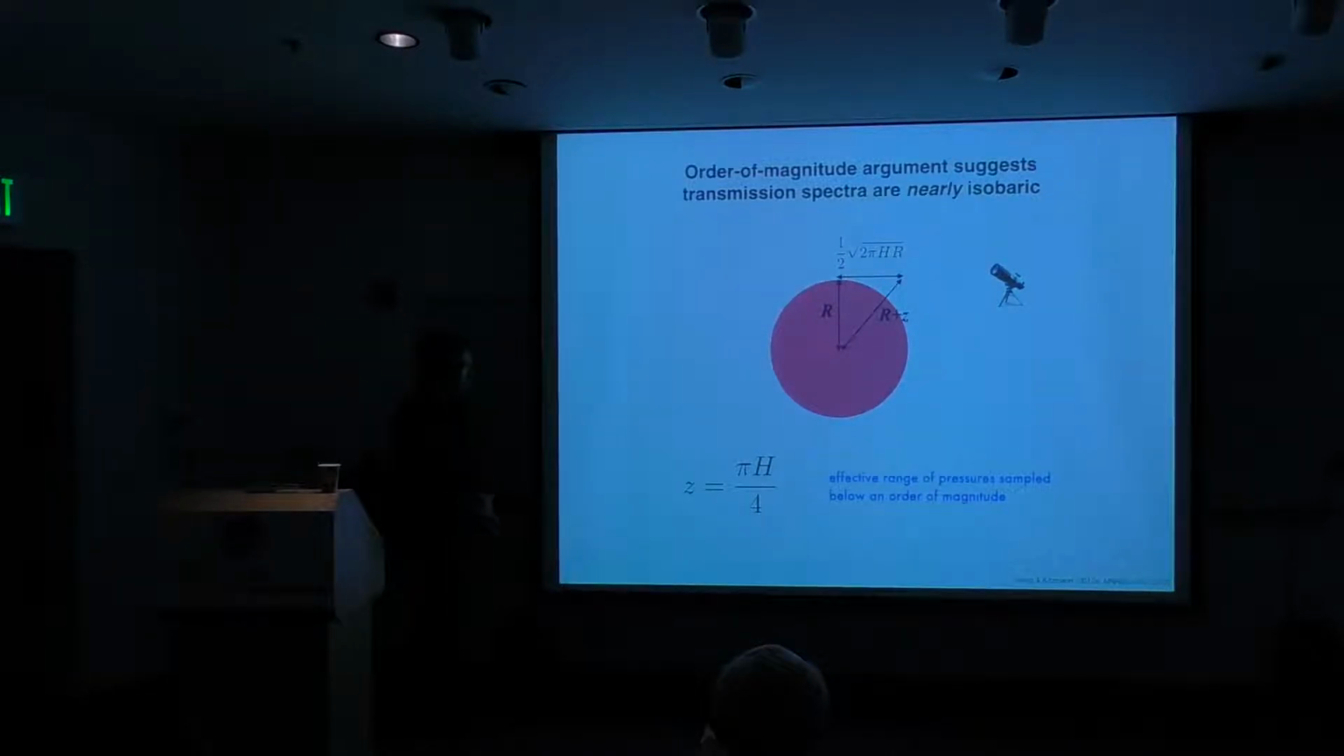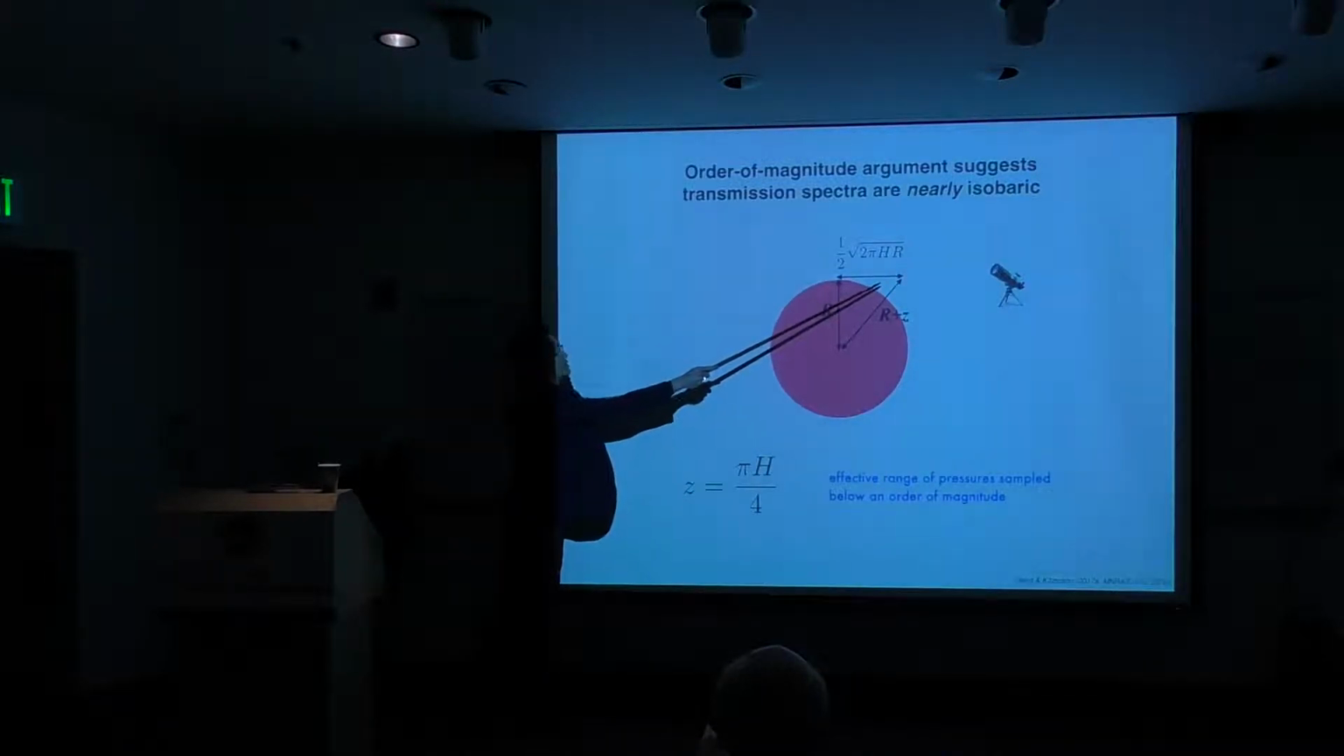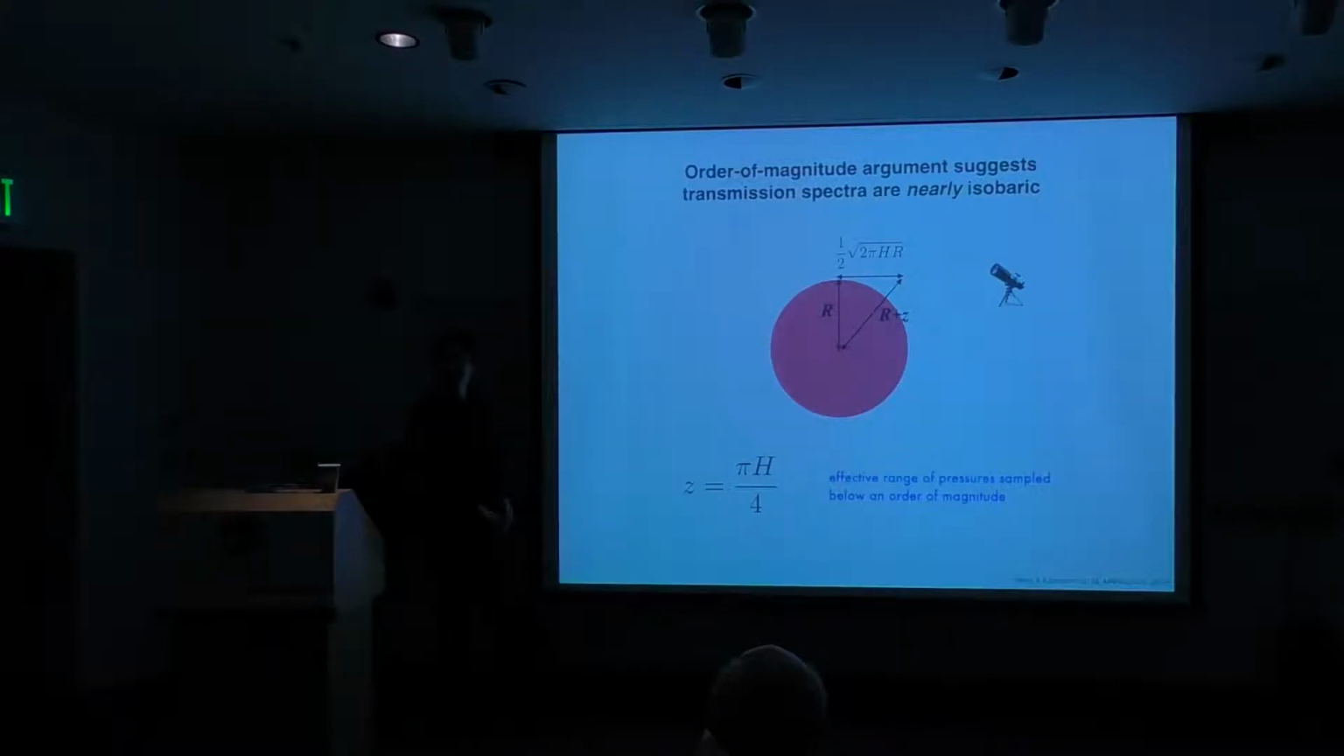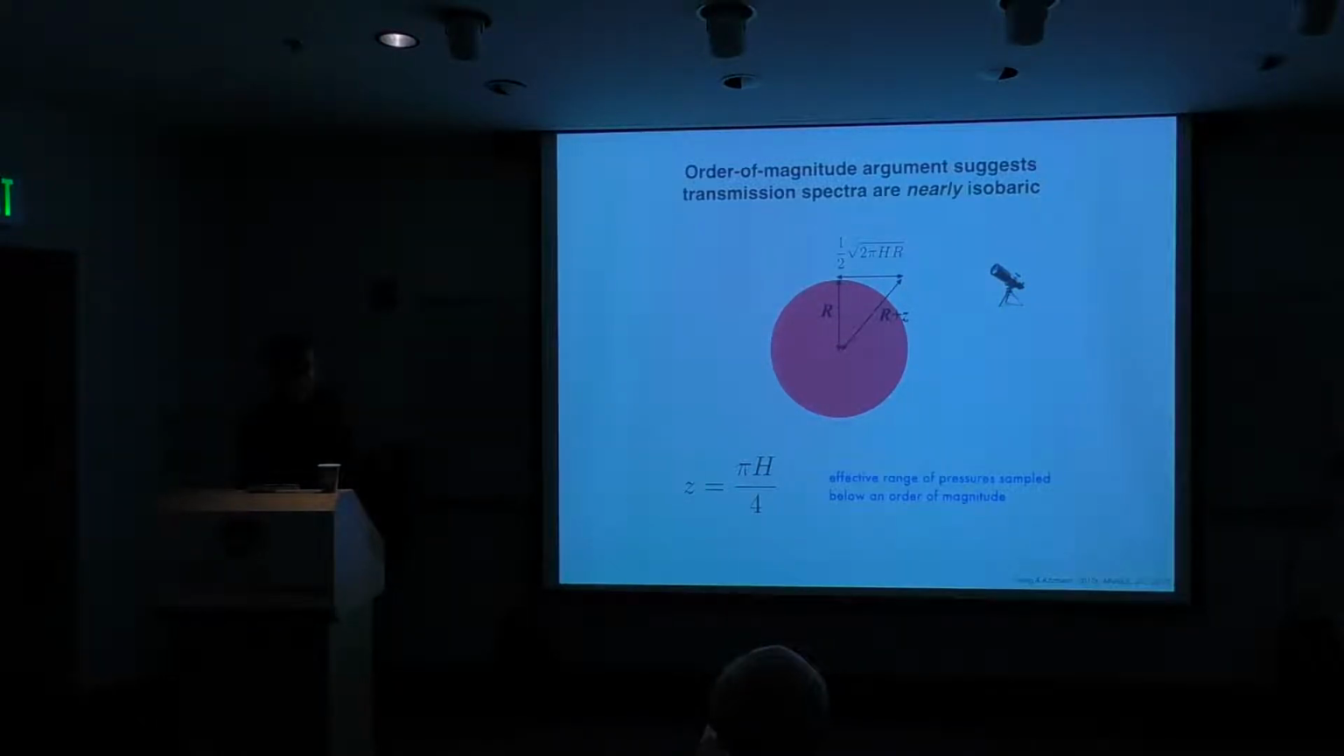So the fact that the pressure scale, this length is below 2.3, and in fact only roughly about a pressure scale height, suggests that the transit chord, despite the way it's drawn, is nearly isobaric. So you're nearly probing the same pressure across the transit chord. Let me prove this to you.